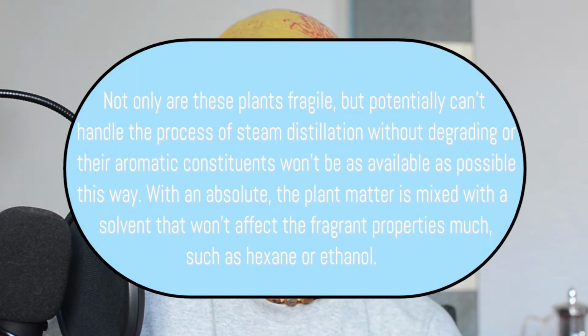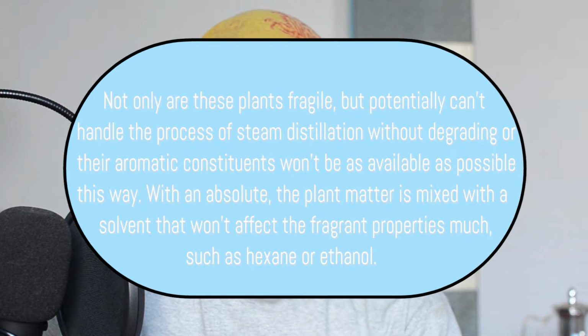In the case of the rose petal, you'll eventually bump into what's known as a rose otto. It goes by a few names, also attar, and the above mentioned essence. For the case of rose petals and other delicate flowers such as jasmine, ylang ylang, violet, and vanilla, we have absolute preparations. Not only are these plants fragile, but potentially can't handle the process of steam distillation without degrading, or the aromatic constituents won't be as available as possible this way.